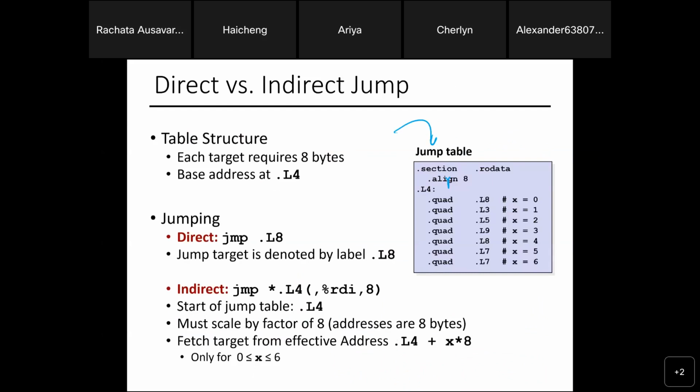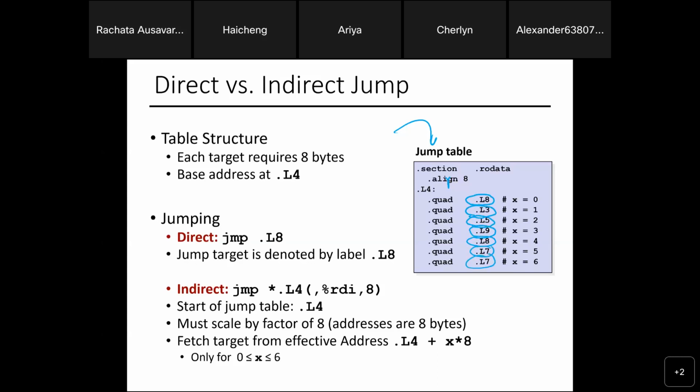In assembly, I will define L4. The .quad means that every line here will take 8 bytes each. Inside the first line, I will store the location of L8. The second line, I will store the location of L3. Third line, location of L5, then location of L9, location of L8, location of L7, and location of L7.